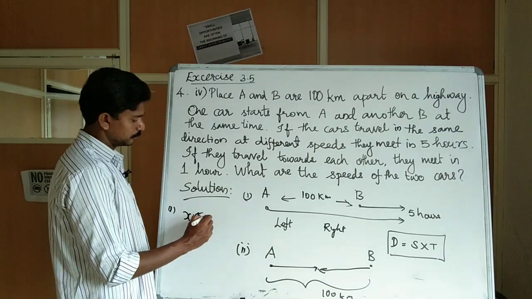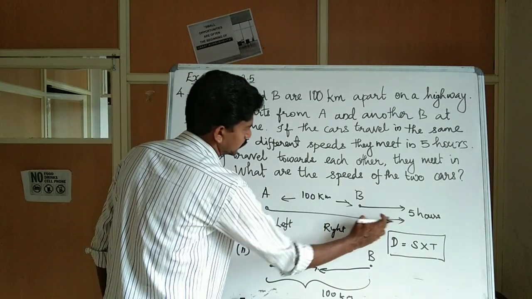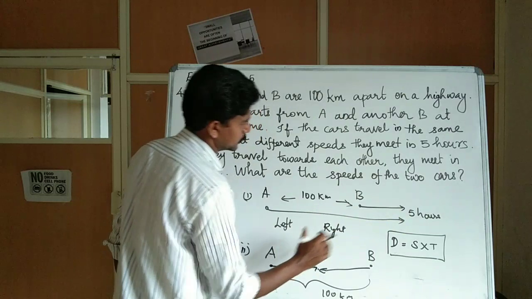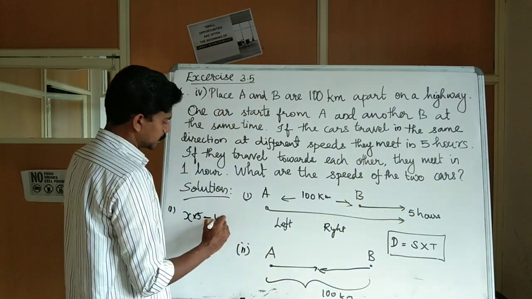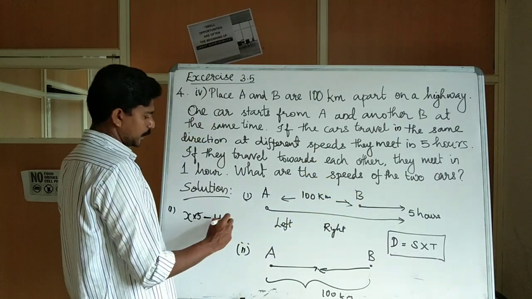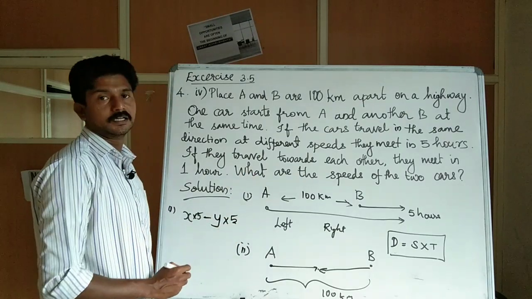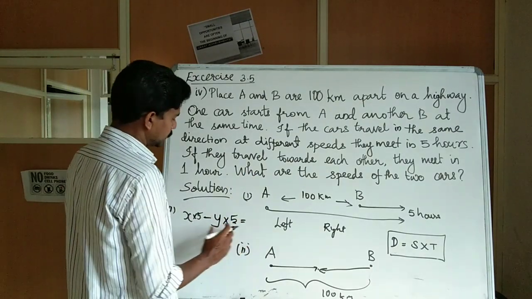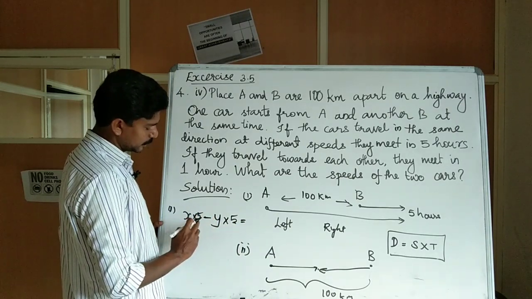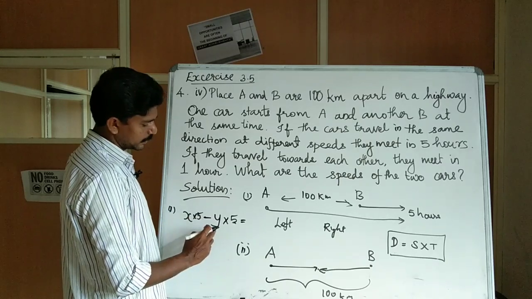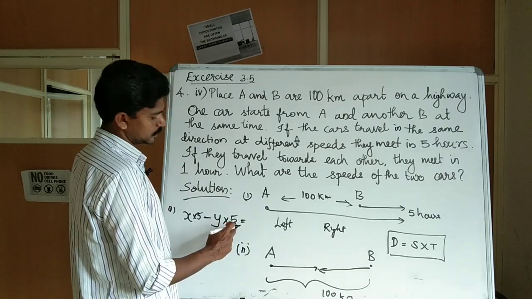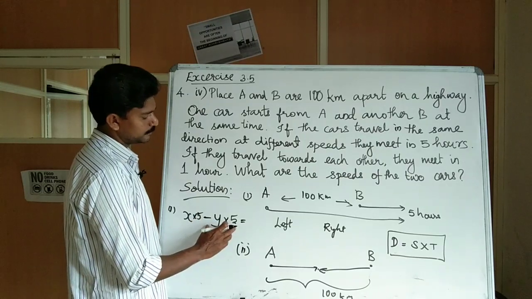So speed into time, and for the greater distance, to get the difference, what can we do? You can subtract the smaller distance. What is the smaller distance? We can take y as the speed of the car that starts from B, and the time taken by it is 5. So speed into time is the distance. Speed is x, time is 5 hours. In the second car we have taken the speed as y, and the time taken by it is 5. So speed into time is equal to distance. So greater distance minus lesser distance.